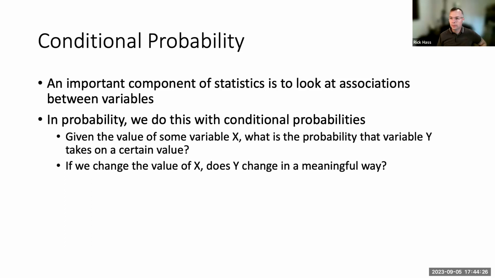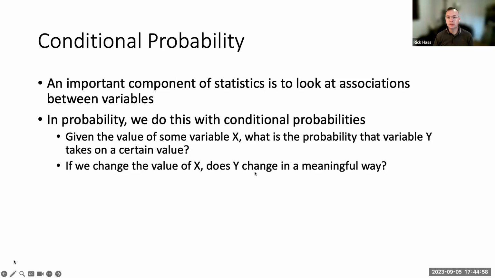What is a conditional probability? A conditional probability is the answer to a question that's phrased something like this. Given the value of some variable x, so given that we know something about somebody, so x, again, could be eye color, what's the probability that another variable y, say their hair, is of a particular color? And so that's a conditional probability.